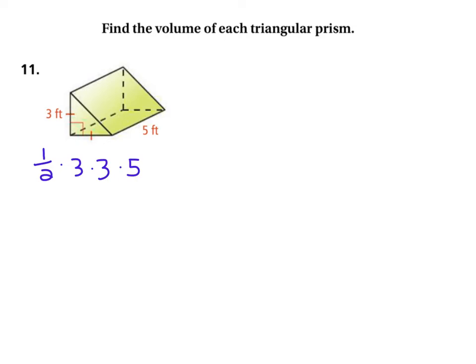So there you go. I'm doing the whole numbers first. 3 times 3 is 9. 9 times 5 is 45, and then you're taking half of 45, and half of 45 is 22.5. What are the units? Feet times feet times feet, which means feet cubed. Okay, see, it's going faster. Let's do the rest.